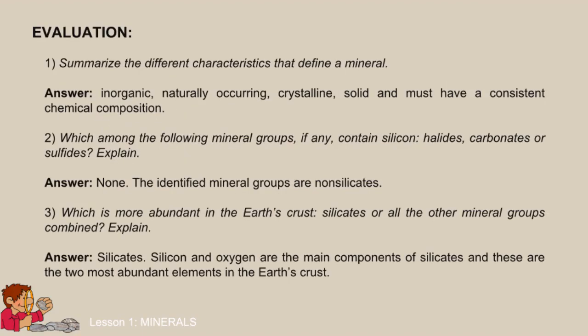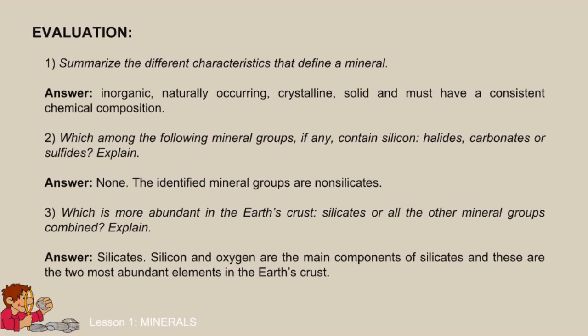For the evaluation, let us answer the following. Summarize the different characteristics that define a mineral. Answer: inorganic, naturally occurring, crystalline, solid, and must have a consistent chemical composition. Which among the following mineral groups, if any, contain silicon, halides, carbonates or sulfides? Explain. Answer: none. The identified mineral groups are non-silicates. Which is more abundant in the Earth's crust, silicates or all the other mineral groups combined? Explain. Answer: silicates. Silicon and oxygen are the main components of silicates, and these are the two most abundant elements in the Earth's crust.